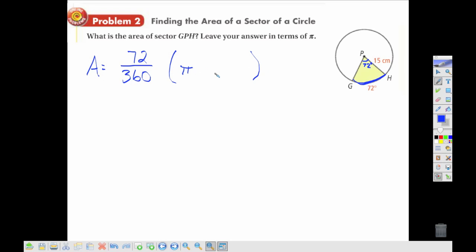Our radius being 15, so 15 squared. Working that out, that's going to come to 45 pi. They asked us to leave this in terms of pi, and so we're not going to multiply that out, but we are going to include our units of centimeters squared.